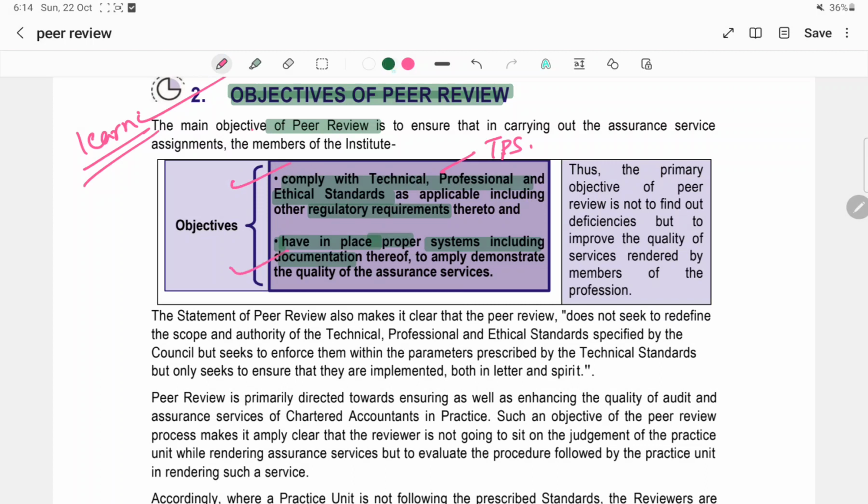Seeing the objectives, what crux did we derive? We saw that the primary objective of peer review is not to find out the deficiencies. That means when you re-examine something or check a paper, the purpose here is not to find fault in it. The objective of peer review is not to find faults or deficiencies, but to improve the quality. The purpose of conducting peer review is that afterwards they can help in improving the quality of services.